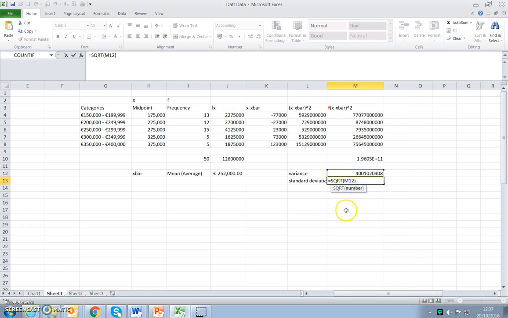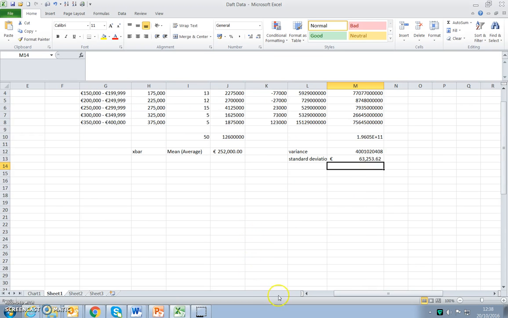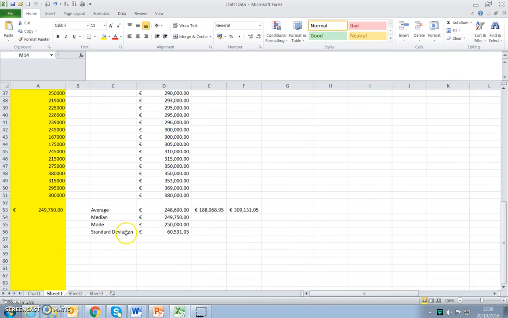The standard deviation then is the square root of that. So you have equals SQRT, open bracket, click on your cell, close bracket, square root, 63,252 and 62 cents. Slightly different, as I said, from our standard deviation of our own group data.